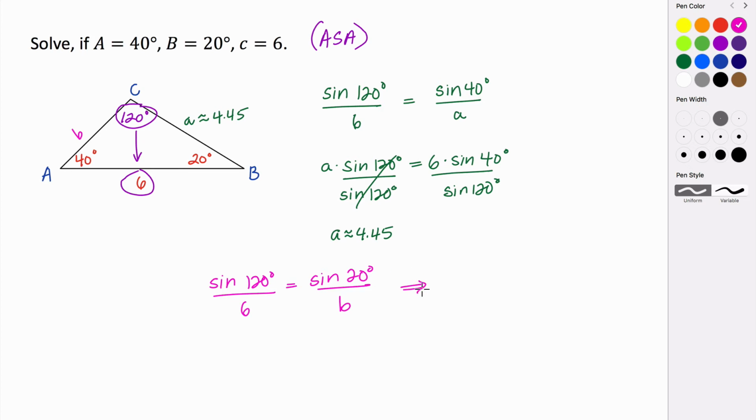Cross product gives us B times the sine of 120 equals 6 times the sine of 20 degrees. Divide by the sine of 120 degrees. And we get that B is about, once we plug it into our calculator, 2.37 units. And so this is how you would solve a triangle if it's an angle side angle triangle. Again, the first thing that we had to do was find the third angle measure so that we could get our angle side pair.